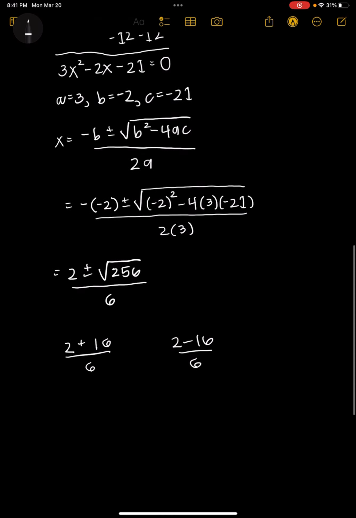So 2 plus 16 over 6 is 18 over 6, which gives me 3. 2 minus 16 over 6 is negative 14 divided by 6, which is negative 2.3 repeating, but we can just say it's negative 2.3. So those are my two answers there. All right, let's go to the third example.